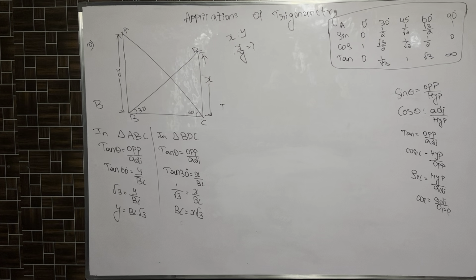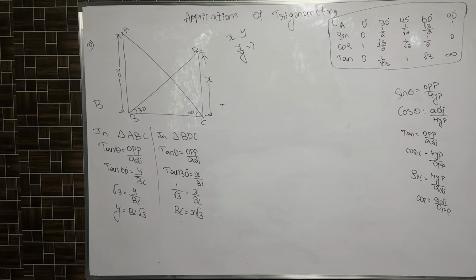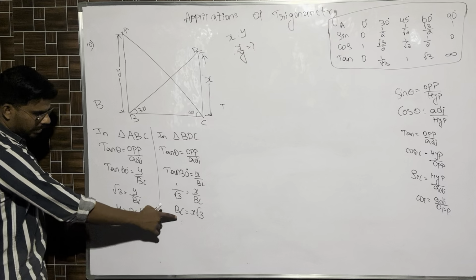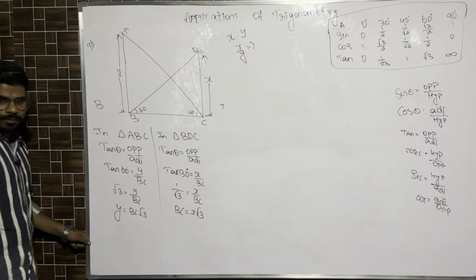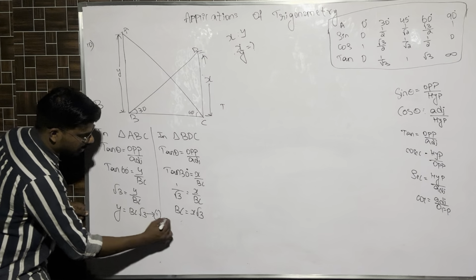We have to get the value of x is to y, right? So, here in the place of BC, I can put x root 3. That way I can do first equation 1, this is equation 1, this is equation 2.